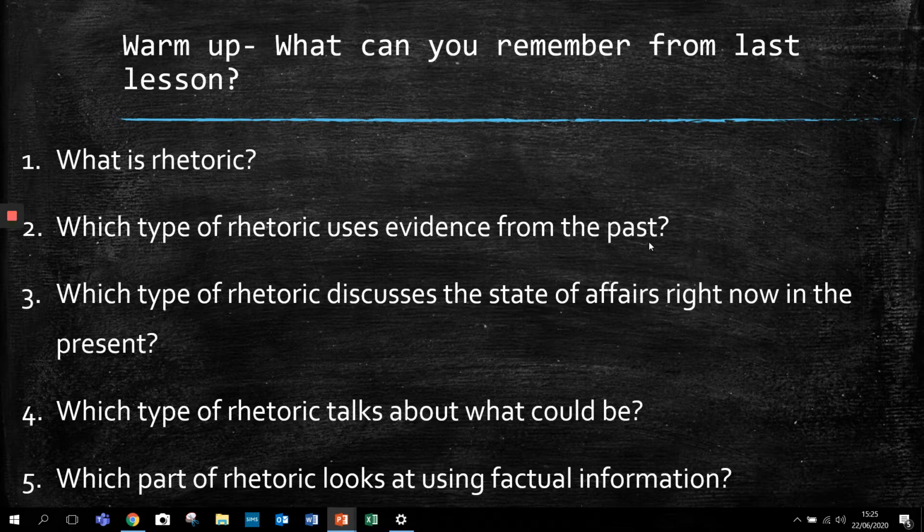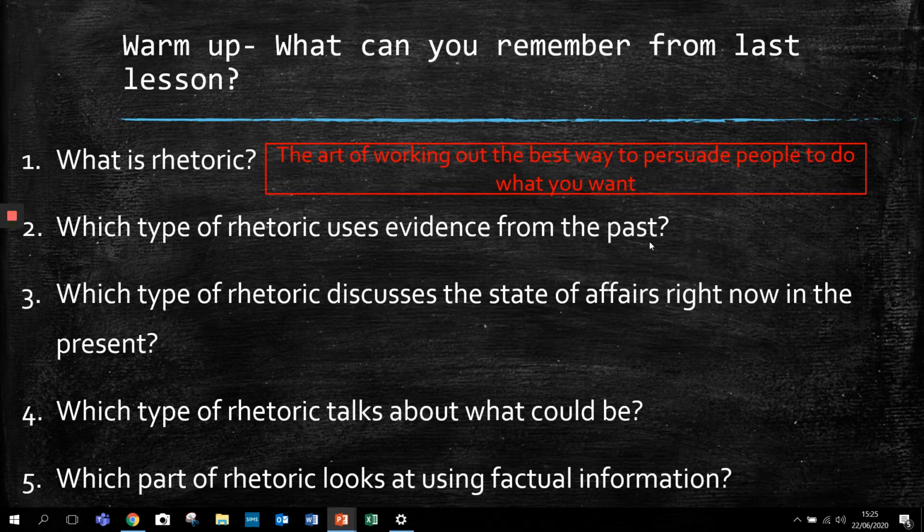Okay, fantastic. So hopefully your answer to what is rhetoric should have been something along the lines: the art of working out the best way to persuade people to do what you want. It's basically working out what's going to work for you, which is what we want you to do with this piece of writing. The second question: what type of rhetoric uses evidence from the past? The key thing there is the past and evidence. And the answer is forensic or judicial rhetoric, because we're making a judgment, judicial, about evidence, which is where, and the word forensic, remember, forensic scientists, they're looking for evidence.